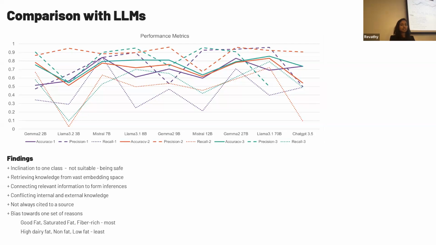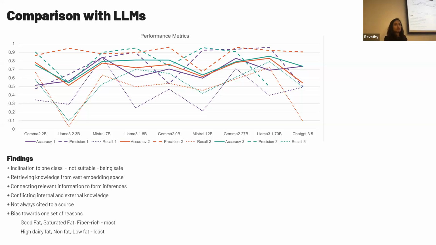And also there is a conflict between the internal and external knowledge, that is, the knowledge given in the prompt versus the knowledge that the model has. And there is also bias towards predicting the reasons. So good fat, saturated fat, fiber-rich food item are the most common reasons given by these models. Whereas high dairy fat, low fat, non-fat, these are not so much used as the reasons by the model.